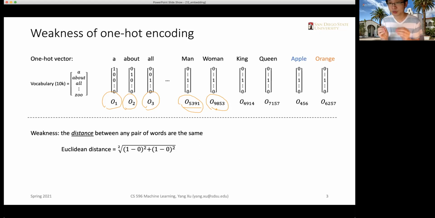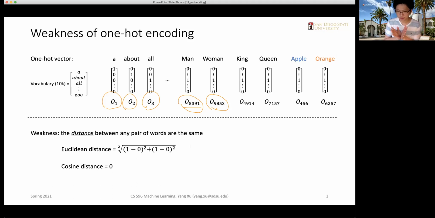If you measure the distance between these two one-hot vectors, the Euclidean distance is always this quantity: the square root of (1 minus 0) to the power of 2 plus (1 minus 0) to the power of 2. That is the definition of the Euclidean distance between two vectors. And the cosine distance is always 0, which means the two vectors are always perpendicular to each other. The cosine distance is measured by the dot product.